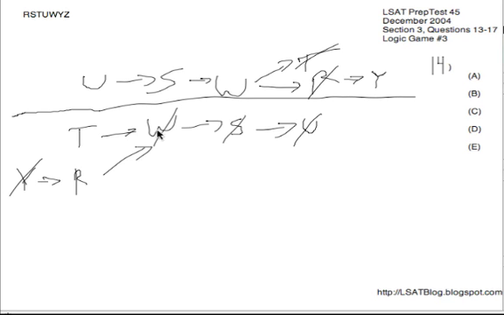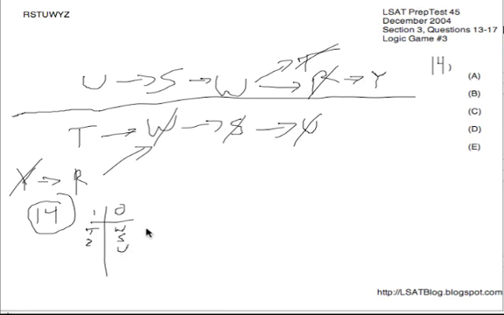T in requires W, S, and U out. Z is not affected. Z is essentially a random variable in this game. I'm getting no rules about it. I'm going to make a little in-out table right here for number 14. Little T diagram, in and out. So we have T and Z in, and we know that when those guys are in, W, S, and U will have to be out.